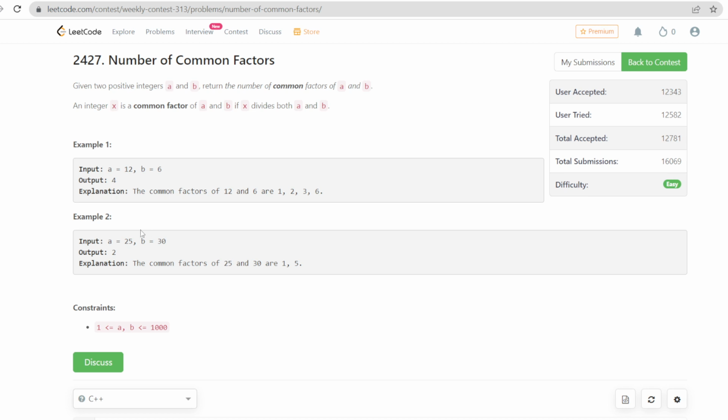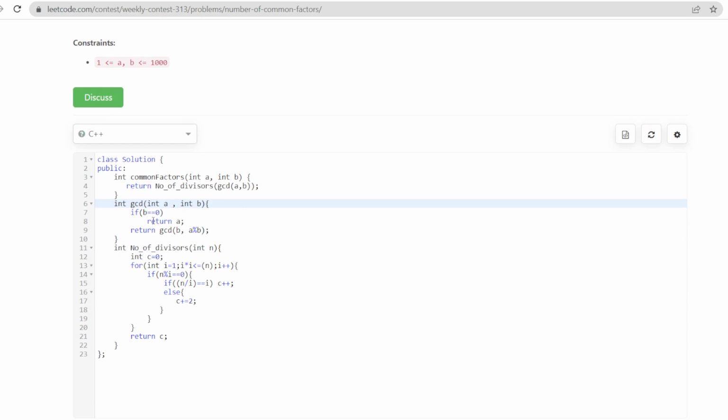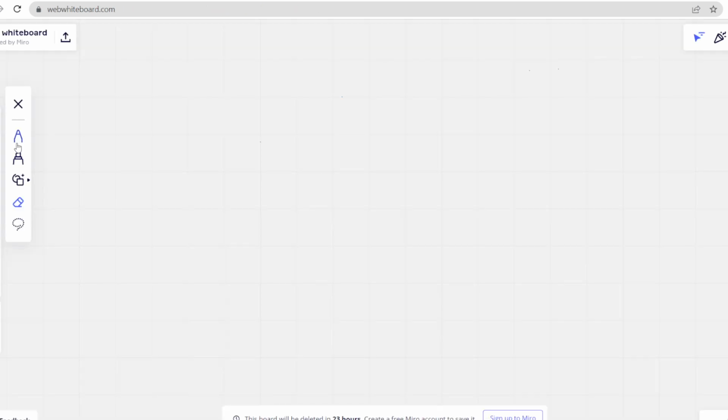But in this video we are going to discuss the most efficient approach to solve this problem, right? So what we'll do is we will calculate the GCD of these two numbers and we will calculate the divisors of that GCD. Alright, so let's see how we'll calculate the GCD of the two numbers. The most efficient way to calculate GCD is using Euclid's algorithm. This is the most classical way to calculate the GCD. So let's see how Euclid's algorithm works.